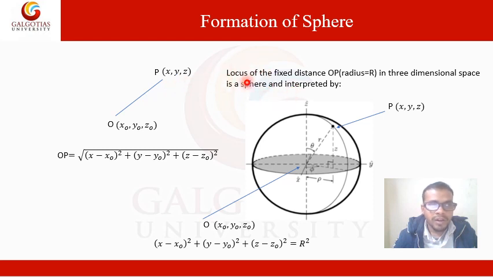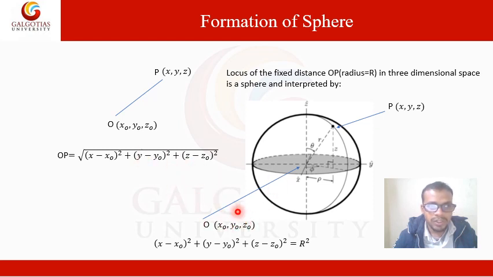So the sphere can be defined as the locus of the point P such that OP is fixed. OP is the distance from O to P. How can it be evaluated? You have well understood three-dimensional distances in the last topic on planes. So OP is given by the square root of (x minus x naught) whole squared plus (y minus y naught) whole squared plus (z minus z naught) to the power 2. This is how you can get the values.